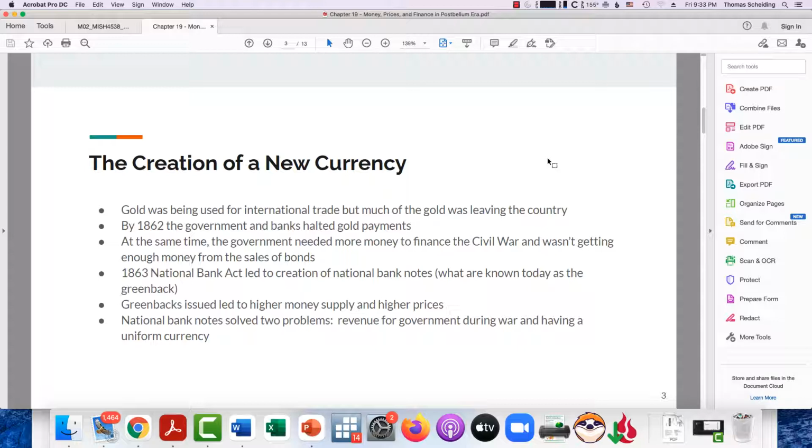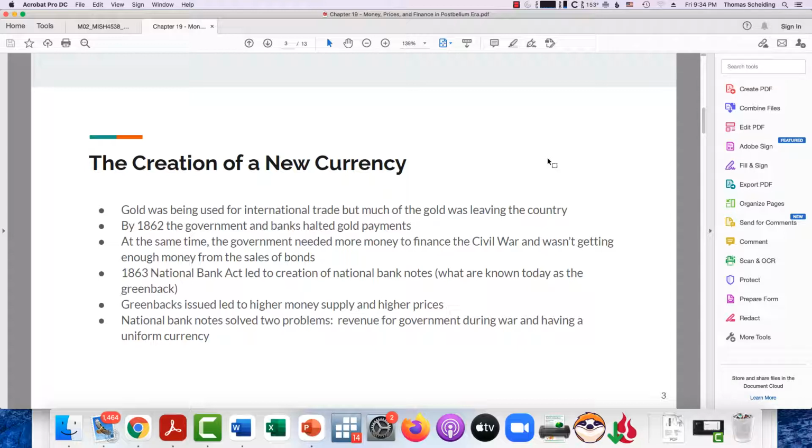At the same time, the United States government, the North, basically needed more money to be able to finance the war. And so the net consequence of that was that the National Bank Act of 1863 was passed. What this did is it created the national banknote, what's today known as the greenback. Although I don't know very many people that call the U.S. dollar the greenback. It was its original nickname because of the green print that exists.